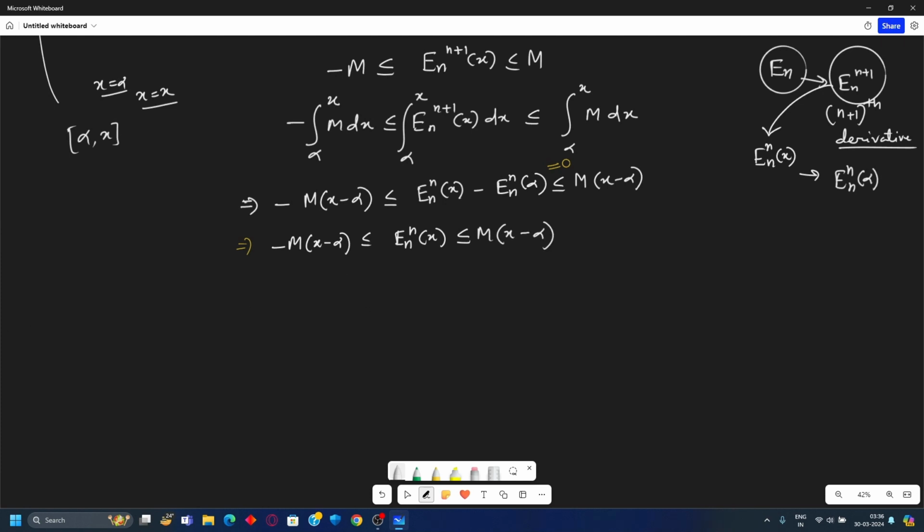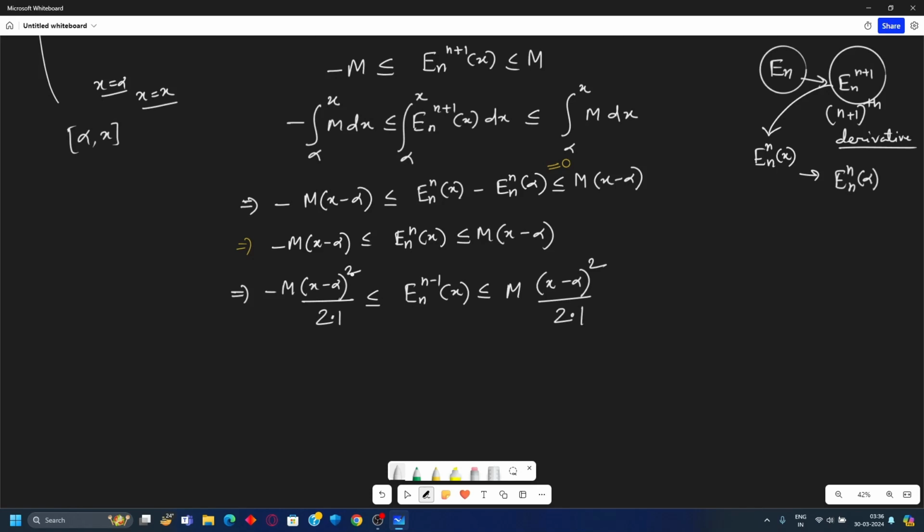Now let's integrate once more. So we get minus m x minus alpha whole square by 2 less than equal to, this part should be our e n minus 1 of x, correct? And on our right side it should be m x minus alpha whole square by 2. So in the first term we can write 2 into 1. Here we can write 2 into 1.